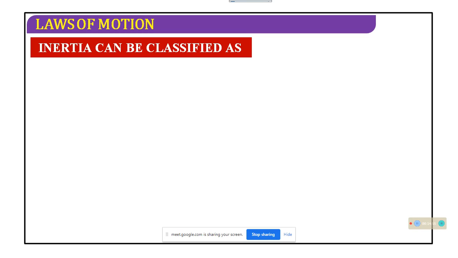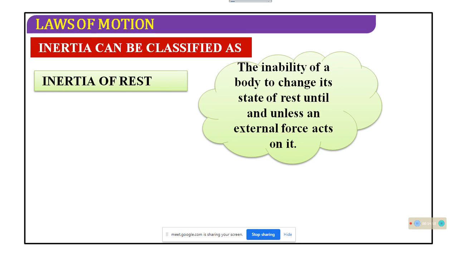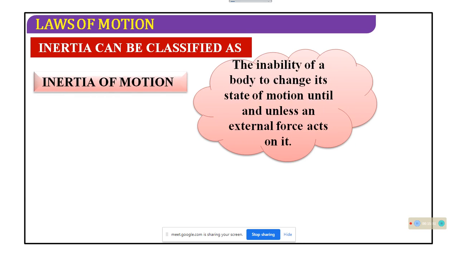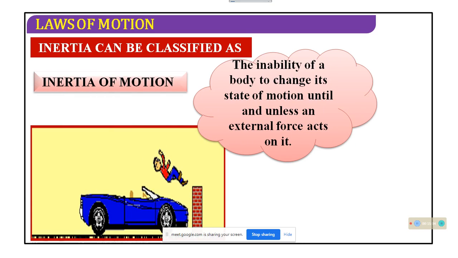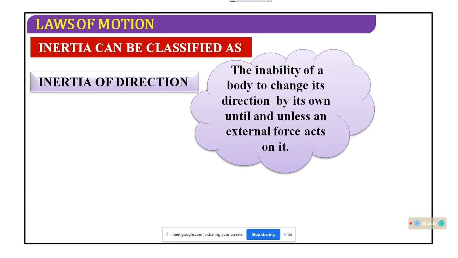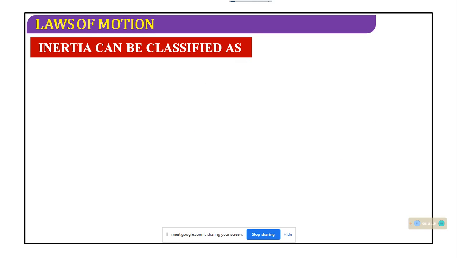Inertia can be classified as inertia of rest and inertia of motion. Okay, like this phenomenon. Inertia of direction is the inability of a body to change its direction on its own until and unless an external force acts on it.